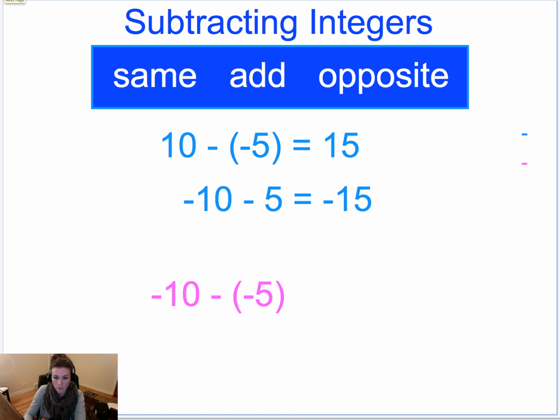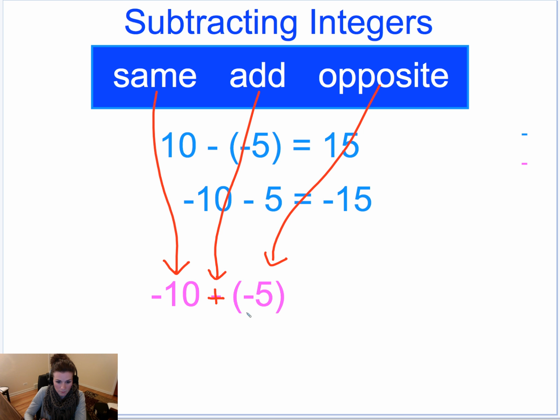Okay, in this example here we have negative 10 minus negative 5. Subtraction problem, so I need to change it in order to use the tricks. So I will keep the first number the same, that'll stay as a negative 10. My subtraction will change to addition, and I need the opposite of negative 5, which is positive 5. So I have negative 10 plus 5.